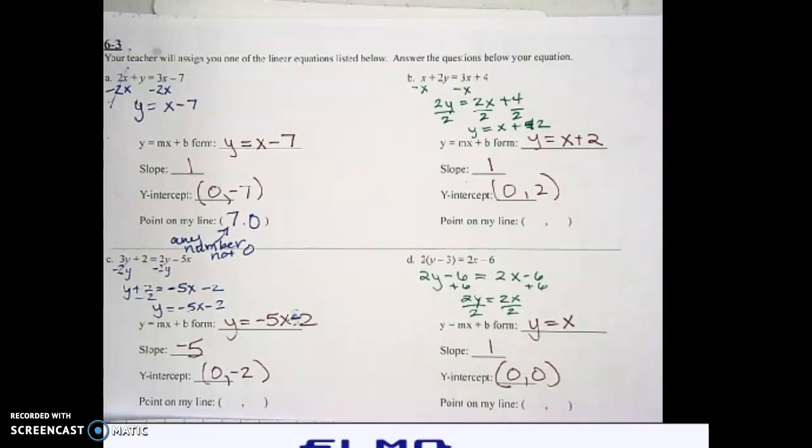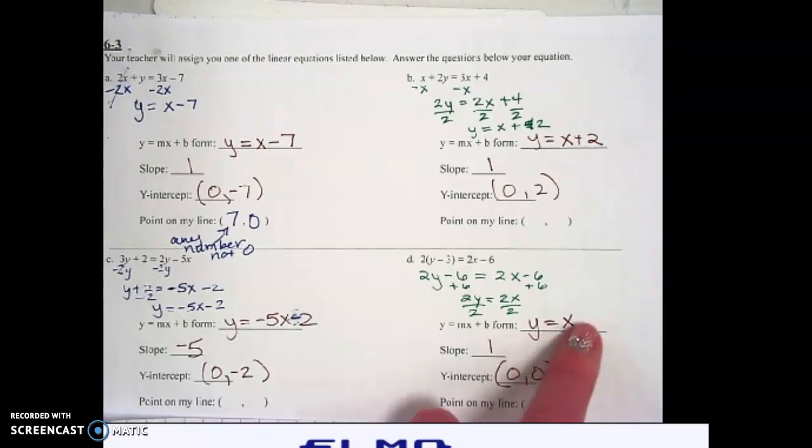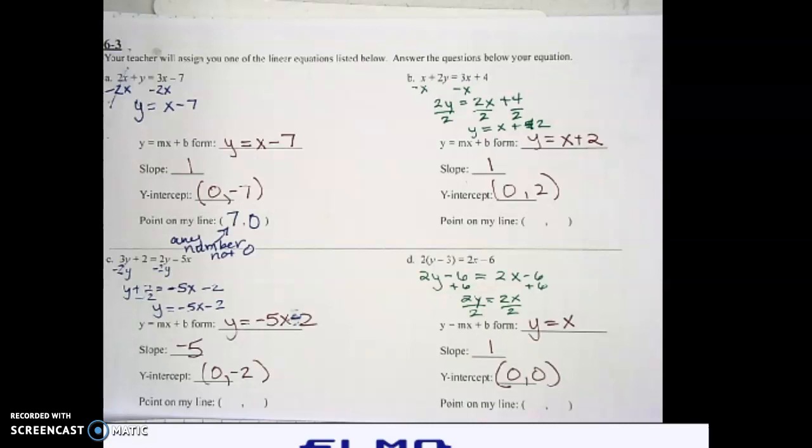Okay? And then when you go to put any other point on the line, you pick any random number except for 0. And because y and x are equal, whatever you picked for x, you're going to get the same number for y. So let's say you picked 3. You're going to get 3. Okay?